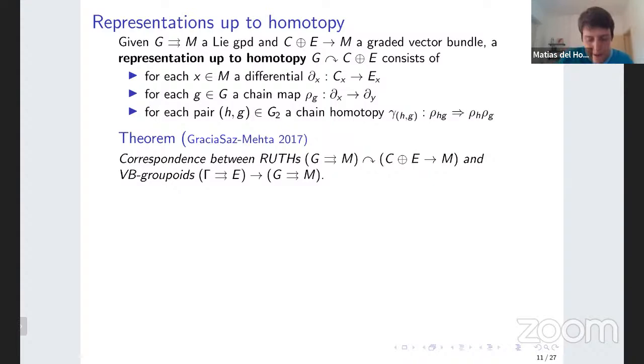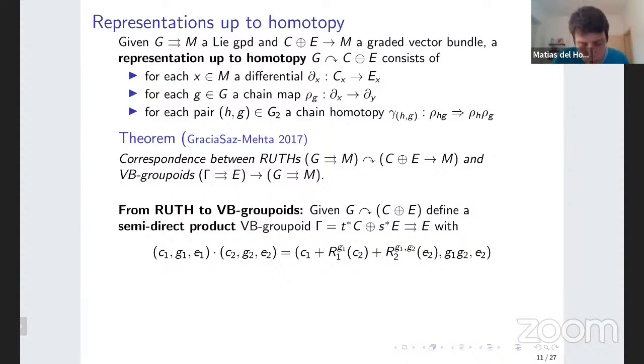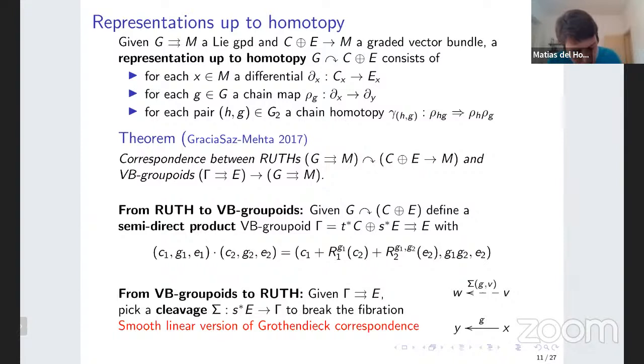Okay, so as I was saying, from representations up to homotopy to VB groupoids, you do some semi-direct product. If you take the case of groups instead of groupoids, this gives you a semi-direct product twisted by a cocycle. No, the cocycle would be the homotopy. But the other way around, if you have a VB groupoid, you have to pick a cleavage. In this case, we will demand the cleavage to be smooth and linear.